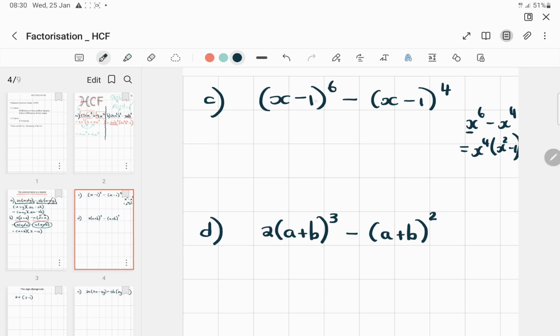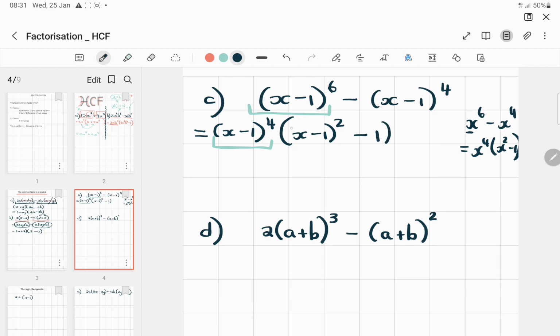Instead of just the x, I'm going to write it as x − 1. So I'm going to take out (x − 1), and the one with the highest common factor, the highest exponent, is the 4. Then what is left? If you divide this term by (x − 1)^4, you're going to be left with (x − 1)^(6−4), which is (x − 1)^2, minus (x − 1)^4 divided by (x − 1)^4. Exactly the same thing divided by the same thing gives you 1.